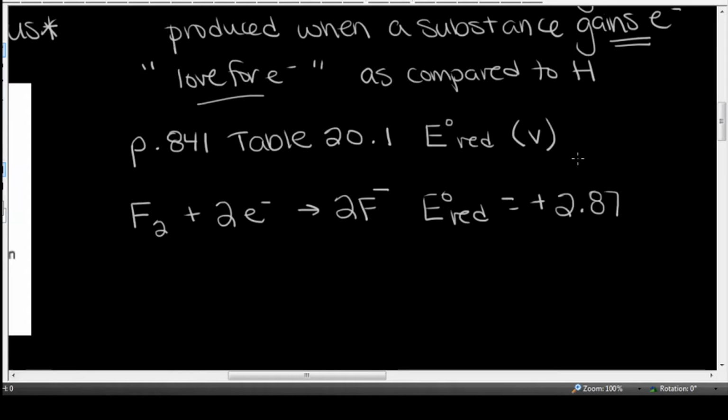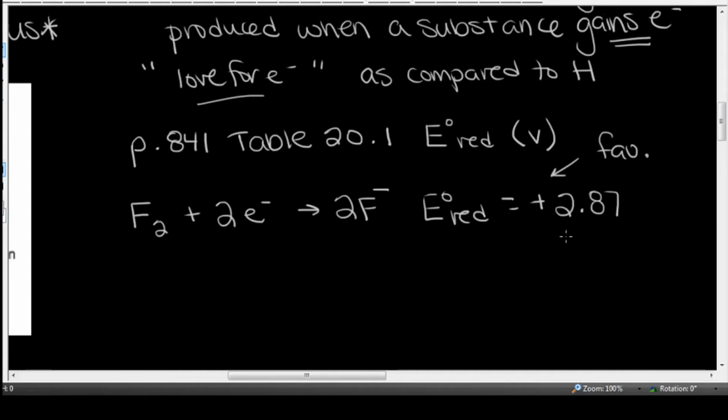Now these positive voltages, these are favorable, right? We want to create some positive voltage in our systems. And that makes sense, right? We think about fluorine, like fluorine really wants electrons. So it would make sense that fluorine would have a nice, big, positive reduction potential because it wants those 2 electrons.